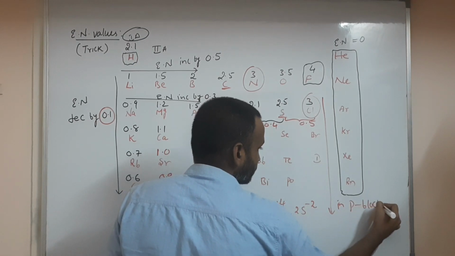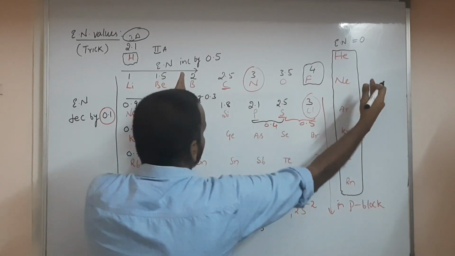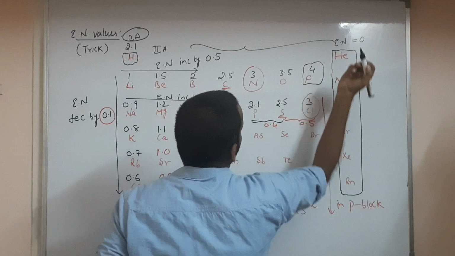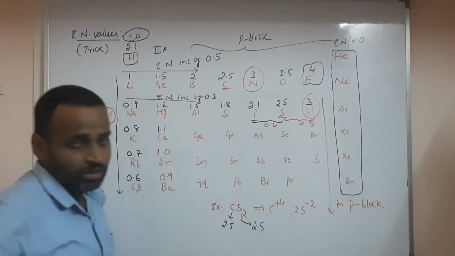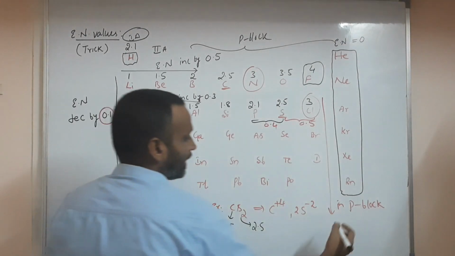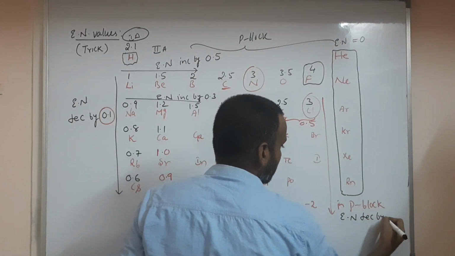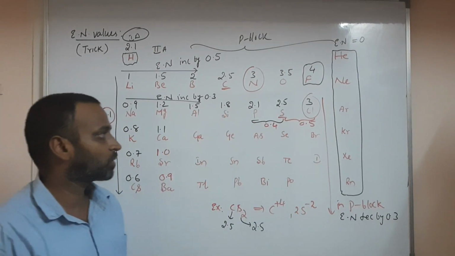P block. P block means what, sir? From the boron family to the noble gases are the P block actually. Okay, now electronegativity in P block decreases by 0.3. Decrease by 0.3.